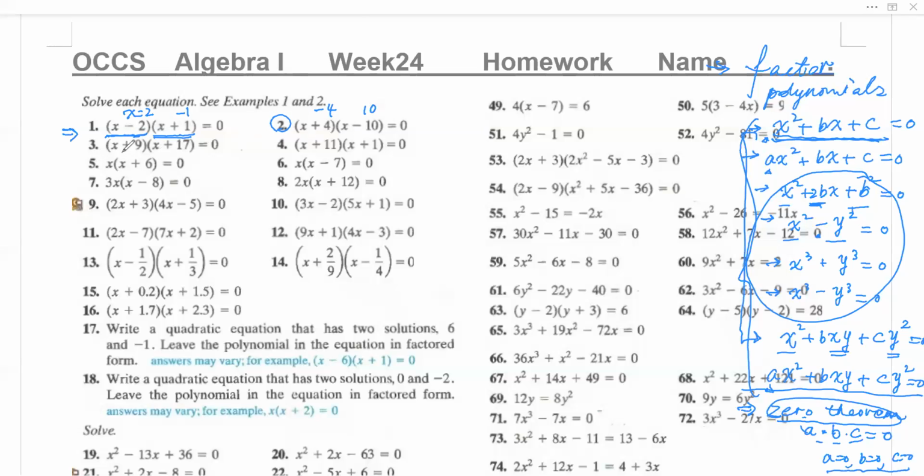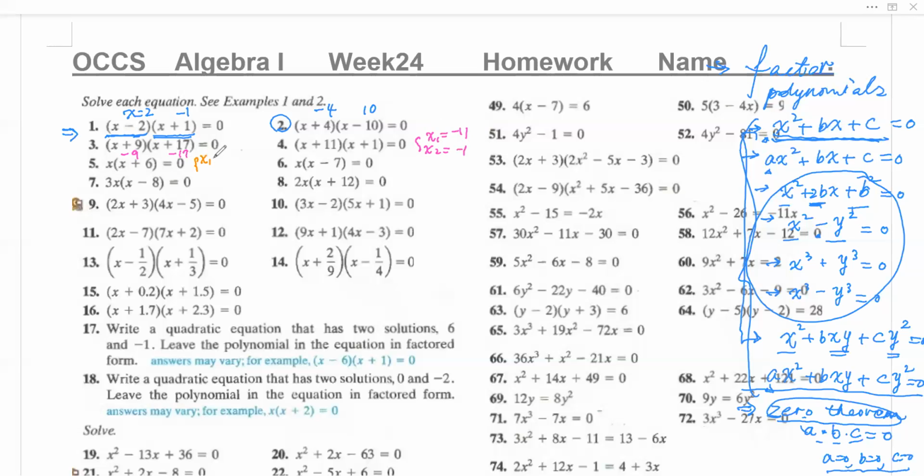For 3, I got x equals -9 and -17, and for 4, I got -9 and -17, right? And then for 4, I got x equals -11 and -1. -1, right? All right, good, thank you. Next, Iris, number 5 and number 6.